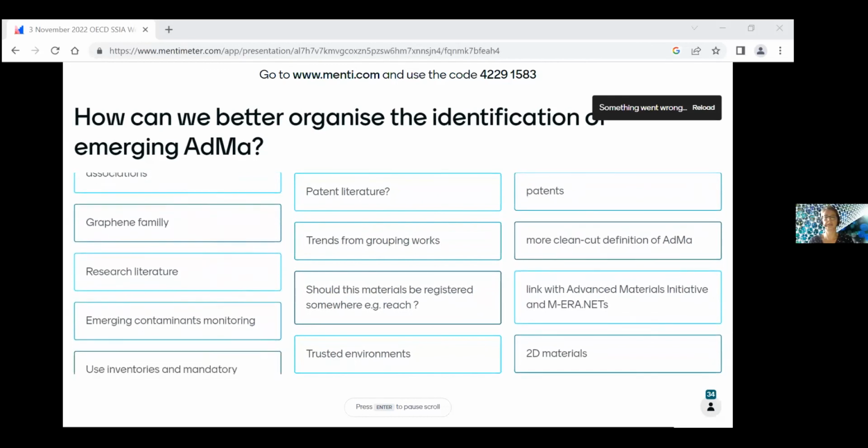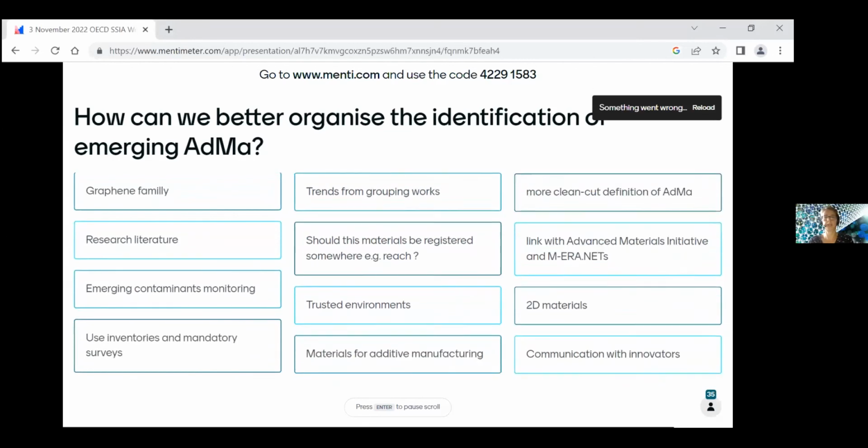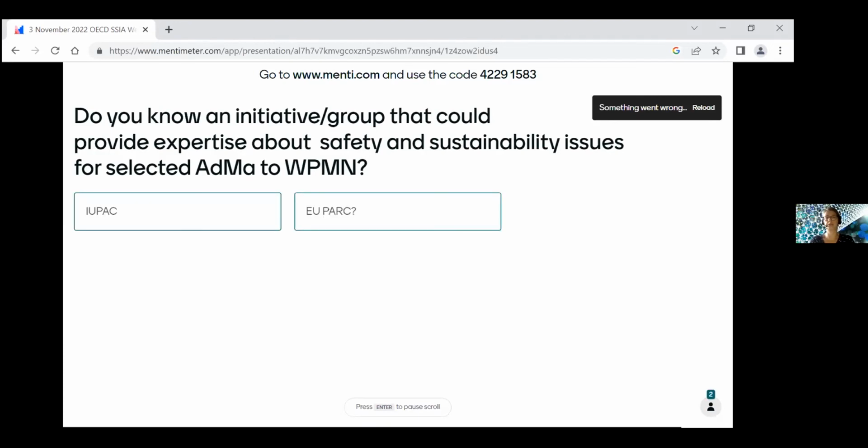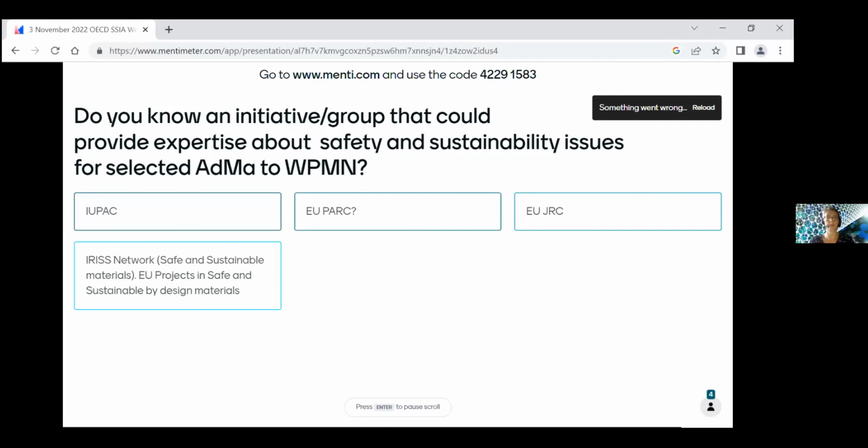So there are also some further ideas on materials we could look at. I would like to switch to the next question in sense of time. Yeah, do you know any initiative or group that could provide expertise about safety and sustainability issues for the selected advanced materials to WPMN? So for instance, to help us with the case studies. For instance, do you know any initiative or group that has particular expertise for the safety and sustainability on 3D print or on nanocarrier systems, on graphene, or the fiber enforced nano aerogels?